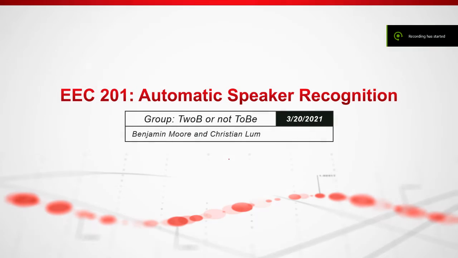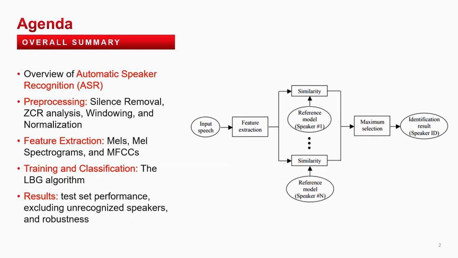And today we'll be presenting our EEC 201 Automatic Speaker Recognition Project. For today's agenda, we're going to go over a brief overview of automatic speaker recognition, ASR. Then we're going to follow up with pre-processing: silence removal, ZCR analysis, windowing and normalization. Then feature extraction, talking about mel spectrograms and MFCCs, and training and classification, the LBG algorithm. And finally we're going to show you some results.